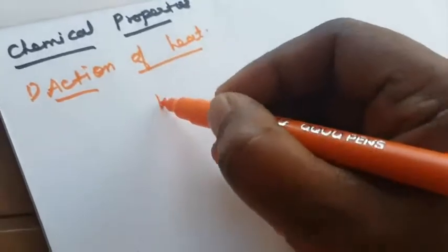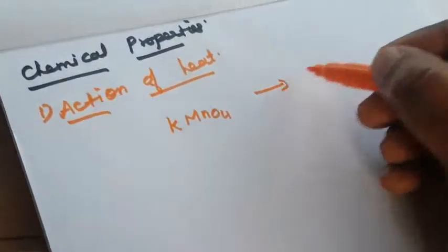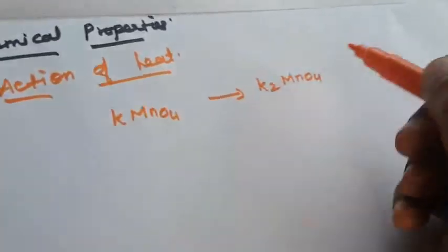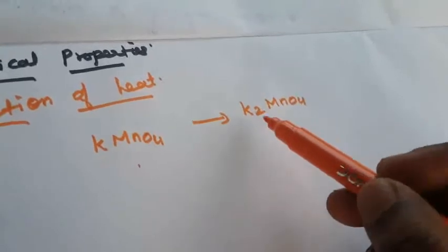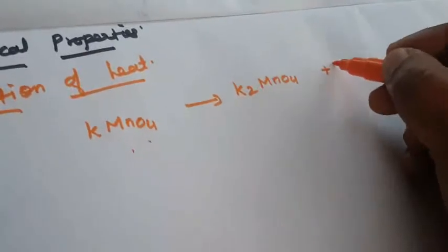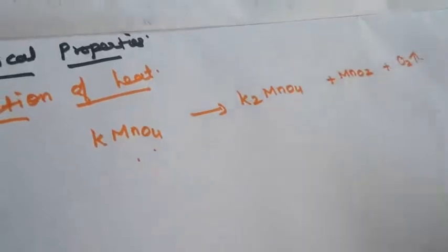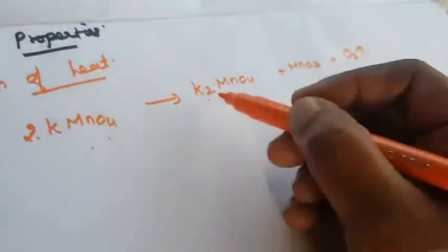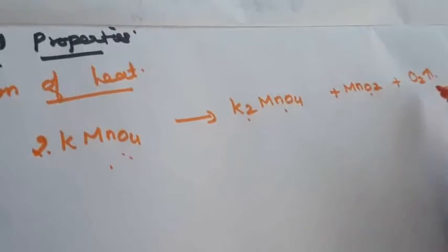KMnO4 is decomposed into potassium manganate, K2MnO4, MnO2, and oxygen. KMnO4 is potassium permanganate and K2MnO4 is potassium manganate. How to balance that equation? Here K2 is there, so 2 means 2Mn here. Remaining everything is balanced.